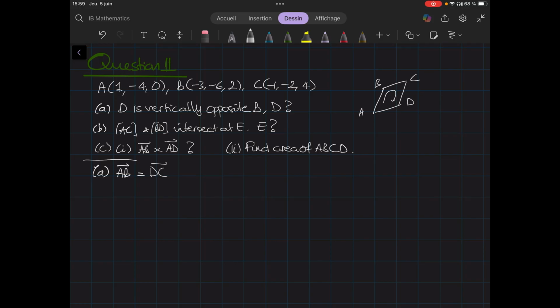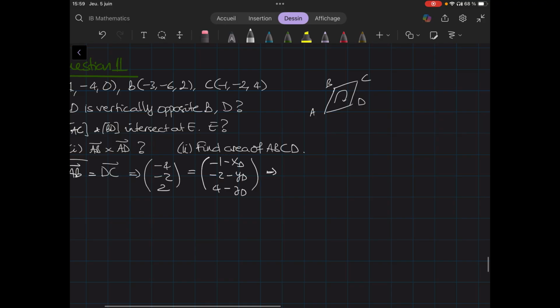Vector AB, -3 minus 1, -6 minus -4, 2 minus 0, and this has to be equal to -1 minus x of d, -2 minus -2 minus y of d, 4 minus z of d. So point D is 3, 0, 2.